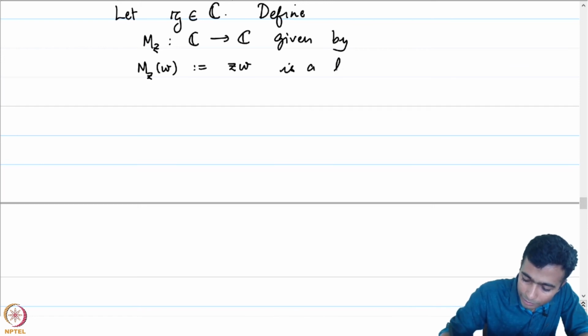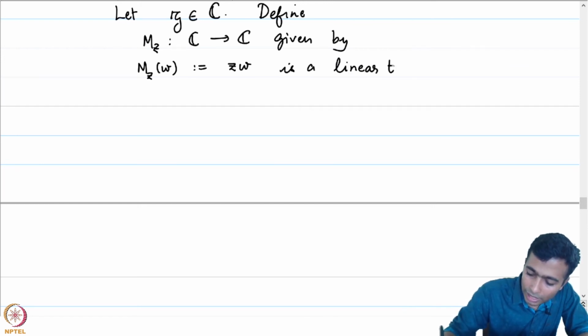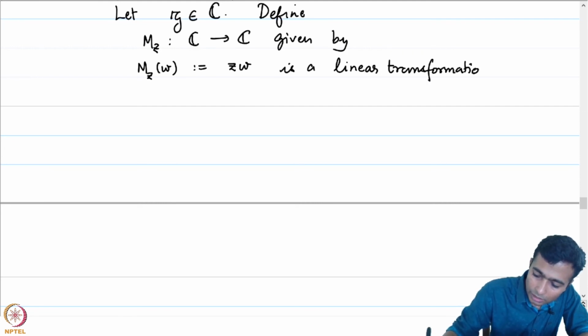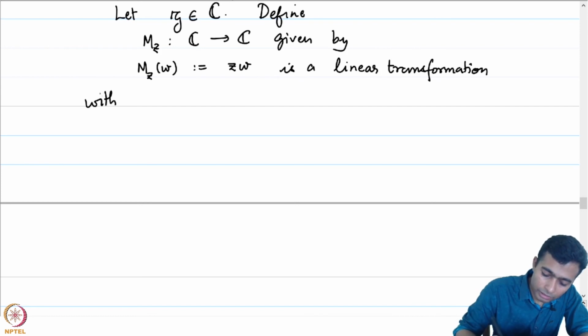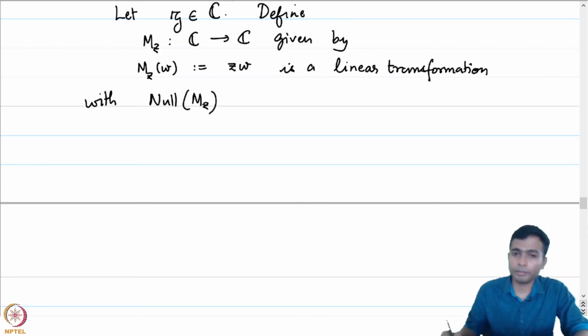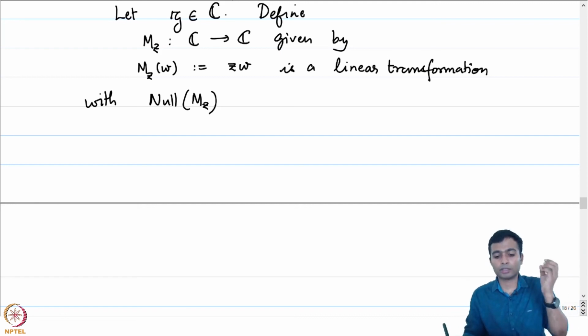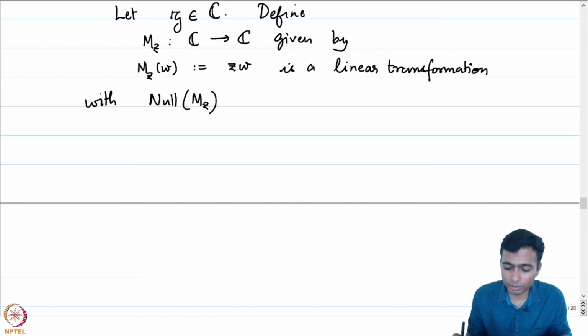This is a linear transformation. This is an easy check. And you will immediately note that the null space of m_z, what will be in the null space? It will be all those elements w such that z times w is equal to the 0 element.